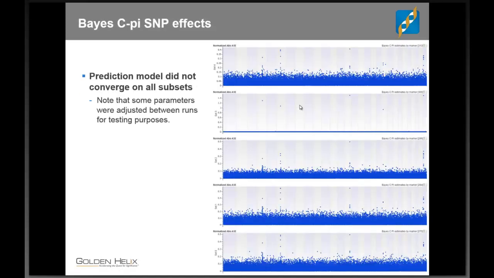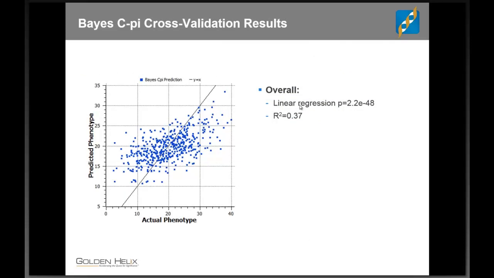Now, what about Bayes C-pi? Here we're looking at the substitution effects from 5 runs, and you'll immediately notice here that one of them converged very well on 5 SNPs. The others did not, and I should point out that I was doing some testing when this was being put together, so they all had slightly different parameters in how they were run. I wouldn't necessarily expect them to converge identically, but it's interesting to see what happens in this case, and let's see that on the next slide. Overall, the prediction performance here was slightly better than GBLUP. We see R squared of 37% versus the 26% that we saw with GBLUP.